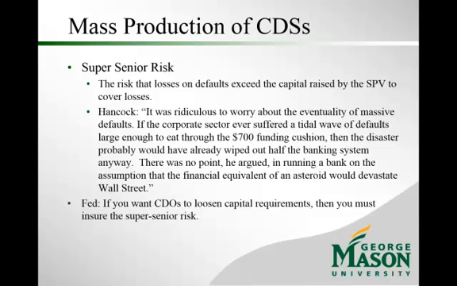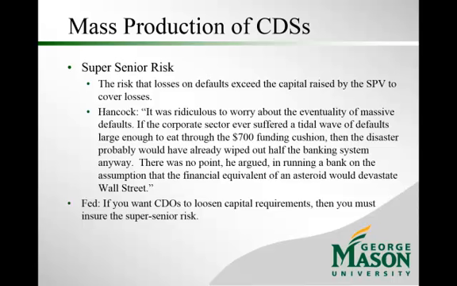Well, Hancock at JP Morgan said it's ridiculous to worry about the eventuality of massive defaults. If the corporate sector ever suffered a tidal wave of defaults large enough to eat through the $700 million funding cushion, then the disaster probably would have already wiped out half the banking system. There was no point, it argued, in running a bank on the assumption that the financial equivalent of an asteroid would devastate Wall Street. So we only need to get $700 million worth of insurance on default. We're never going to have more than $700 million worth of loan defaults to these blue chip corporations. If it did, then that's just chaos, and it's the equivalent of an asteroid striking the Earth. So we're not going to worry about that.